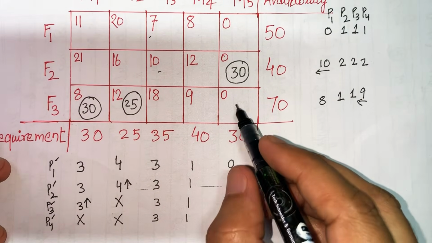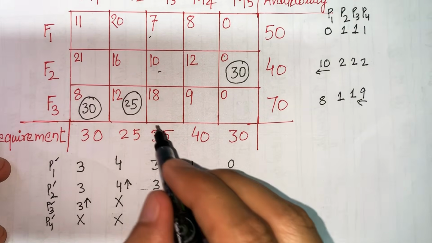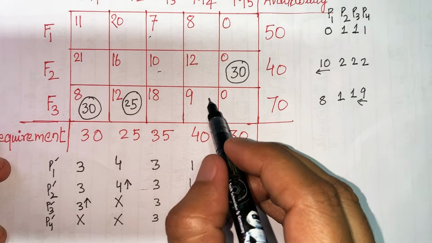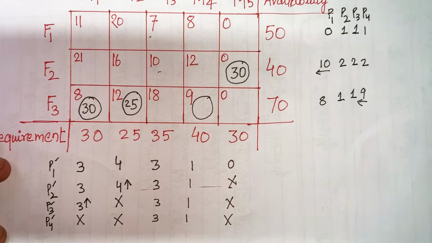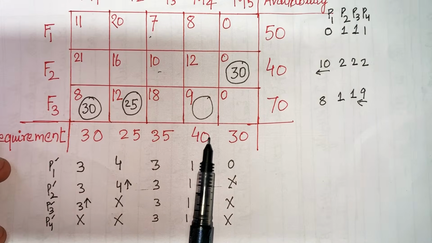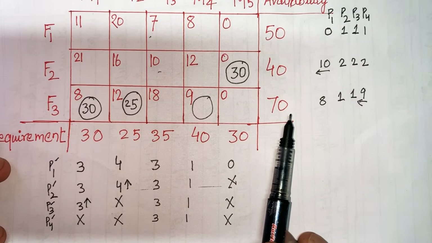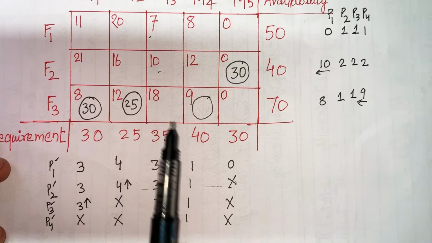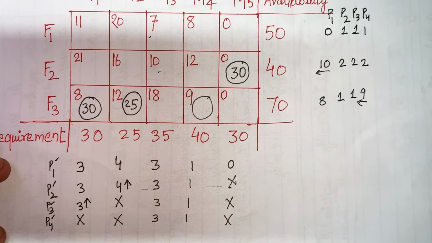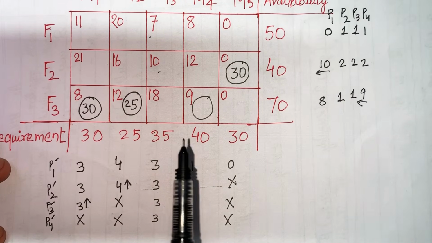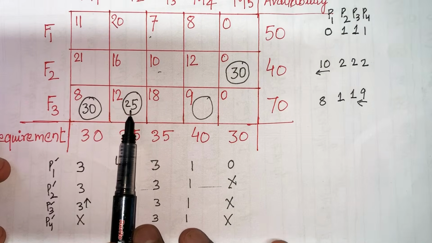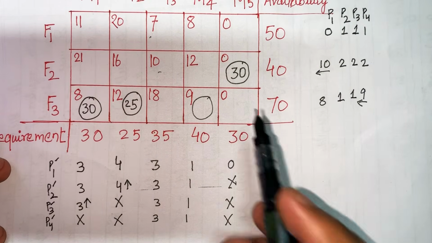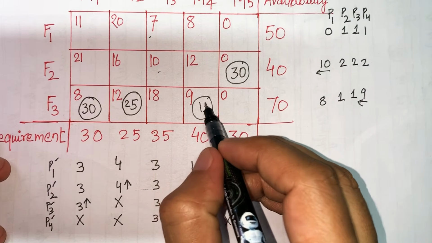You see the minimum cost cell 0, but it has no role to play. Again, the second minimum cost cell is this 9. Now it requires 40. The available are 70, but not 70. 30 plus 25. That means 55 have already been given. So I'm left only with 15 units. That means 30 and 25 are already given out of 70. So how many are left? 15. So all 15 I'm going to give here.